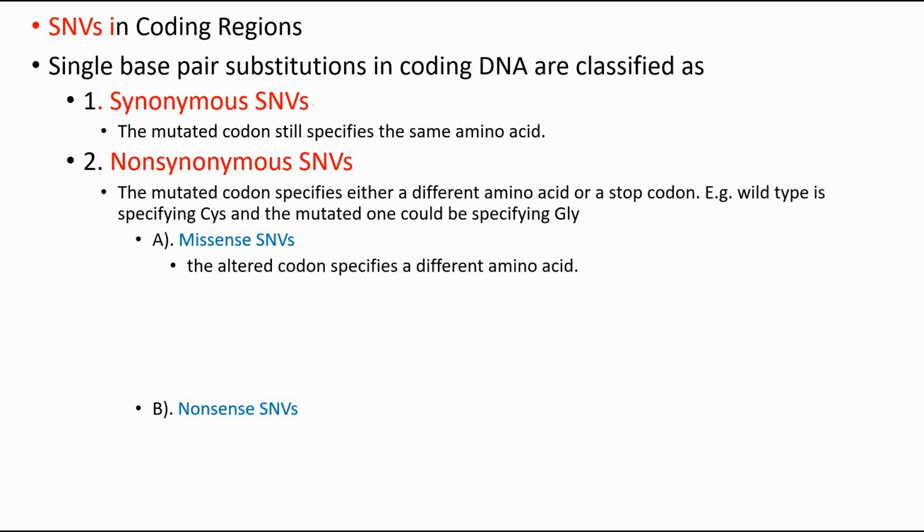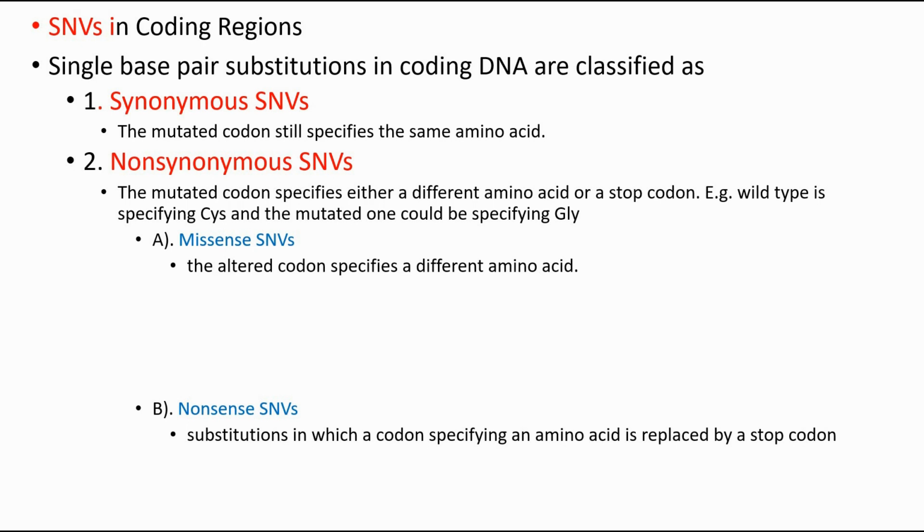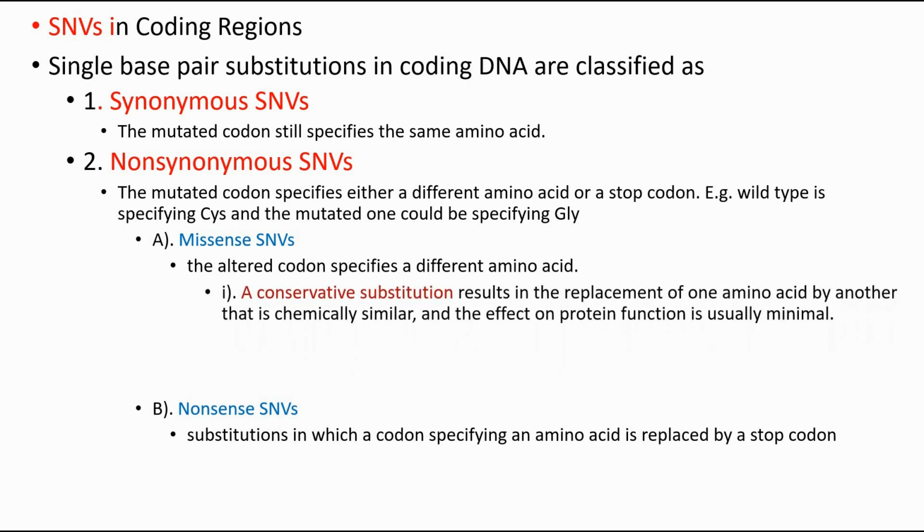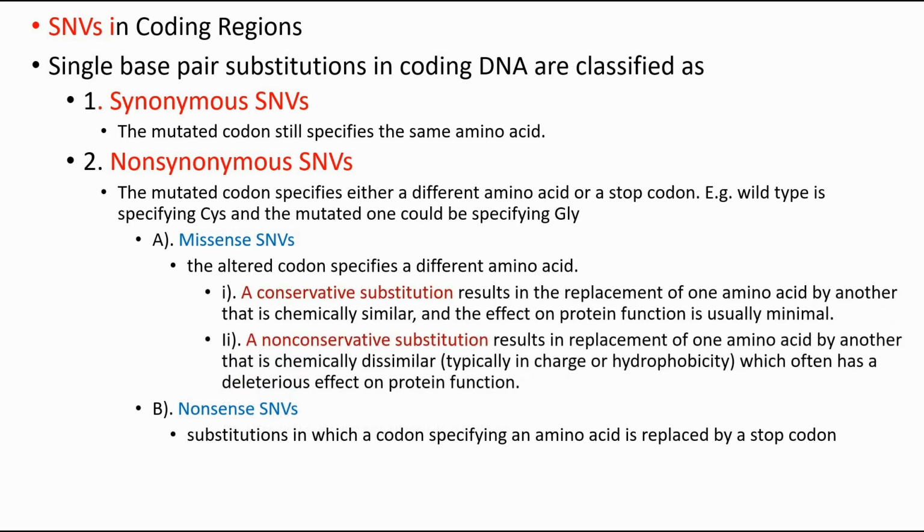Missense SNVs means that the altered codon specifies a different amino acid. However, nonsense SNVs means that the altered codon is changed into a stop codon. It doesn't code for any amino acid. The missense SNVs are then further subcategorized into two classes, that is, a conservative substitution and a non-conservative substitution. A conservative substitution results in the replacement of one amino acid by another that is chemically similar. That is, although the amino acids are different from one another, both are chemically similar. So, the effect on the protein function is usually minimal.